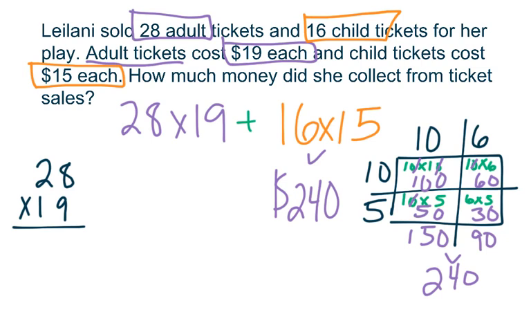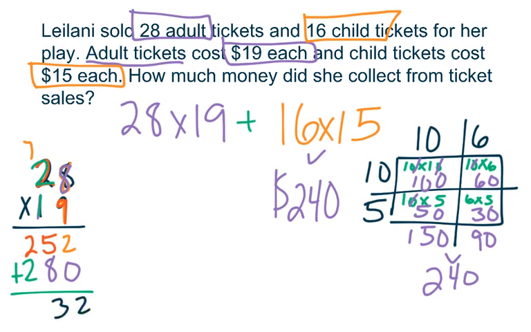Then I'm going to go over here and I'm going to multiply 28 times 19. So 8 times 9 gives me 72. I carry my 7. 9 times 2 gives me 18, plus 7 more is 25. I'm going to put my placeholder. Then I'm going to multiply 1 times 8, and I get 8. And then 1 times 2 gives me 2. And my final step here is to add my pieces together. And I end up with $532.